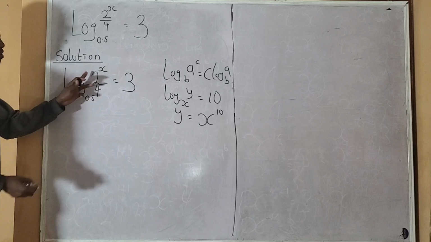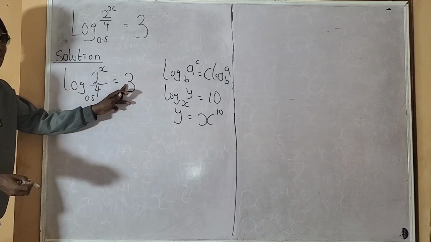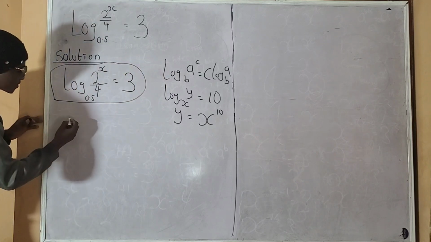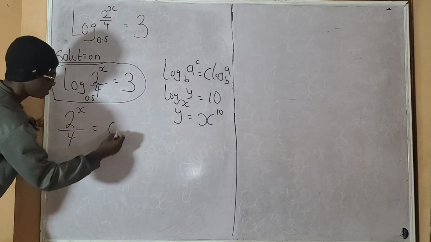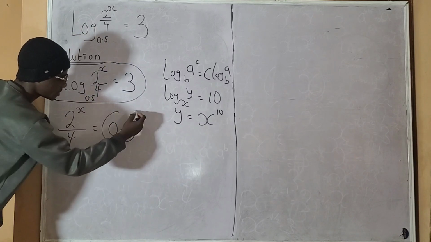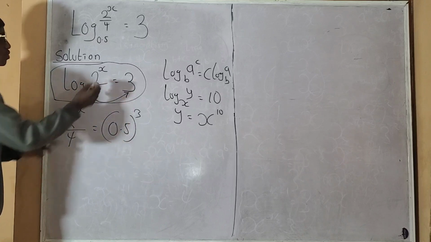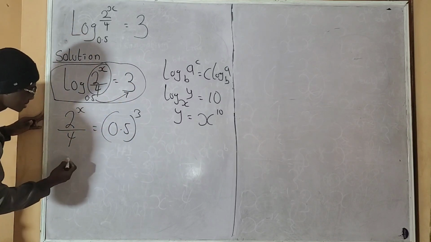So I'm having log of 2 raised to the power of x over 4, base 0.5, equals to 3. I'm going to change this equation to index form. And in index form, you're going to have 2 raised to the power of x over 4 equals to 0.5 raised to the power of 3. That is, this base, we take this 3, and then you set it equal to what you have here. So approach it like this.